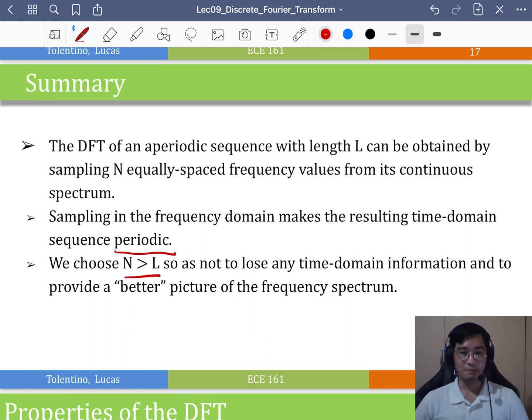In the next part, we will discuss some properties of the discrete Fourier transform. So see you there.